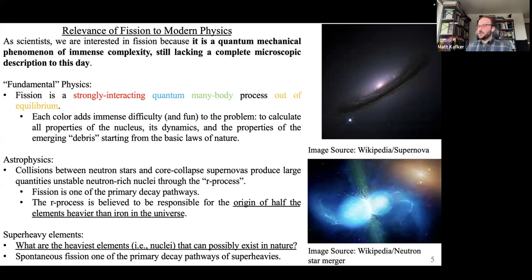To be a little bit more precise about what problem we're trying to solve here, it's to calculate all properties of the nucleus and its dynamics and the properties of the emerging debris, starting from the basic laws of nature. I'll try to give you a more precise picture in the next couple of slides as to what such a picture might look like. From an astrophysics perspective, this is another scientific motivation why fission is interesting.